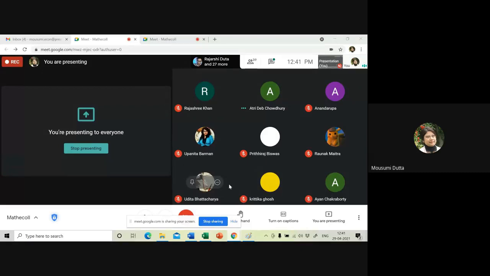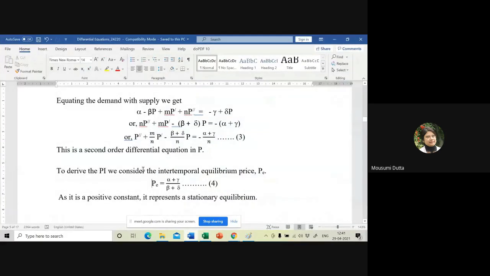So when we are considering PT is equal to PE or P bar, the equilibrium price, both the first order and the second order derivatives will be equal to 0. So set this equal to 0, this equal to 0, minus and minus will be cancelled. So P will be equal to this divided by this. So 1 upon n will be cancelled, and therefore the equilibrium price will be (alpha plus gamma) by (beta plus delta), which is equation number 4.